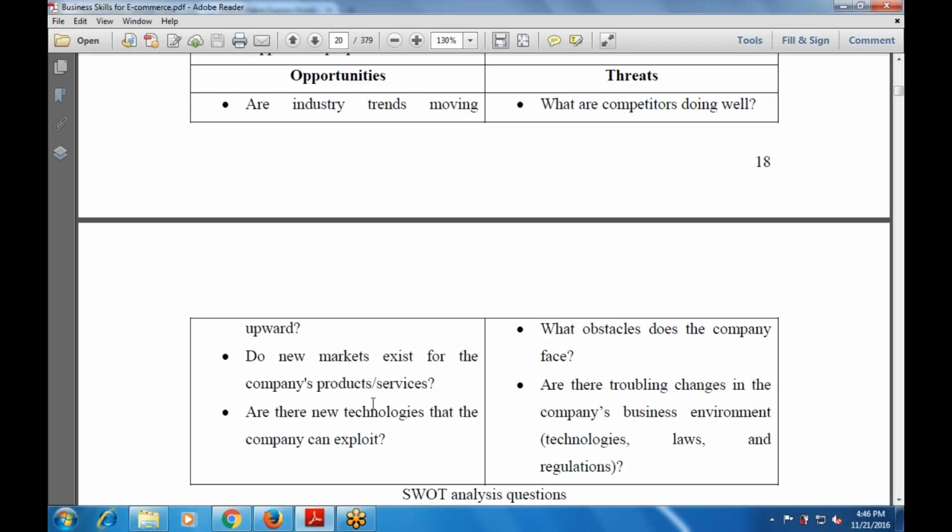Whether the new technology will be available, whether there is a new opportunity for the company to exploit, or for avoiding the exploit. What obstacles? This is the threat. What obstacles does the company face? Obstacle in the sense, what are the various difficulties, hindrances and hurdles that the company faces?